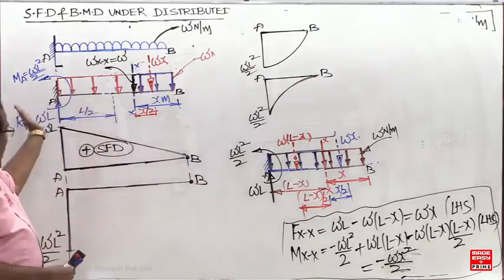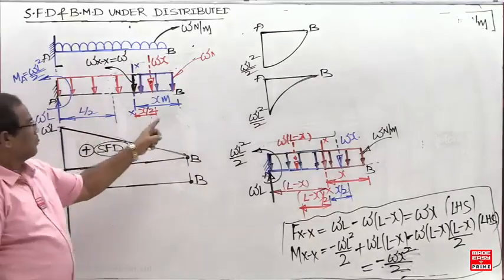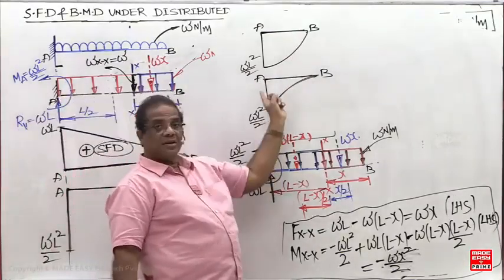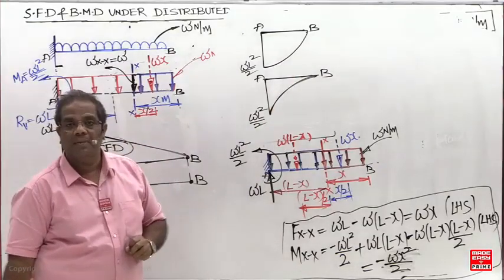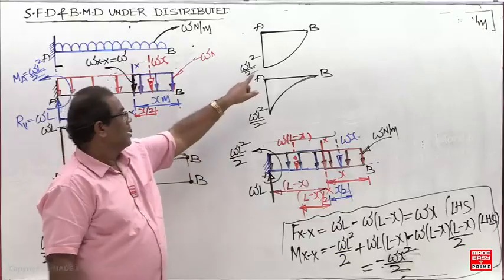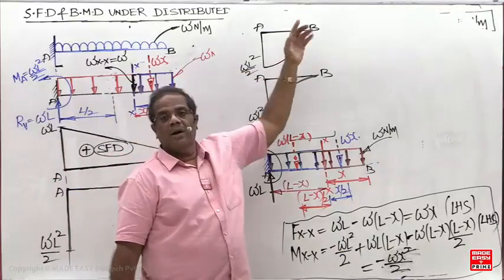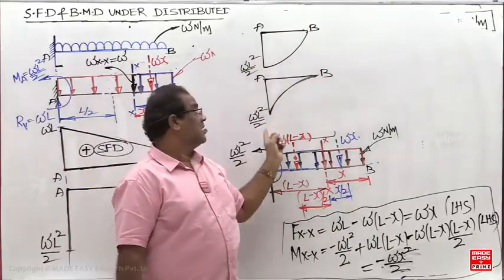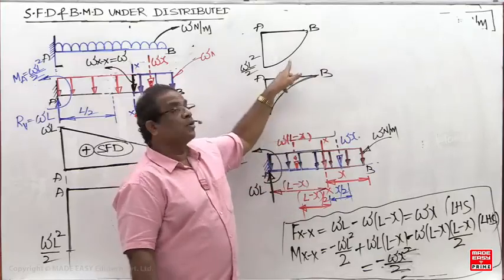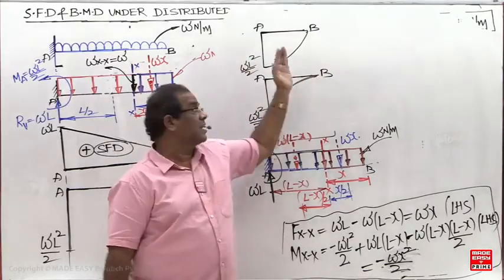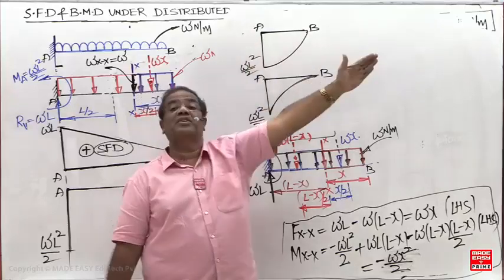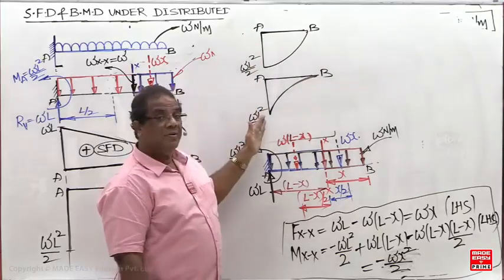I have to draw a parabola. Varying linearly means a parabola. One student will draw a parabola like this, another student will draw a parabola like this. Now what is the difference in both parabolas? Which one is correct? This one has an increasing slope from left to right, and this one has a decreasing slope from left to right. What is the slope of this diagram? Will dM by dx decrease from left to right or increase? It will increase from left to right. But this will decrease.